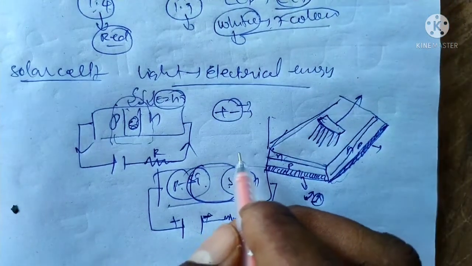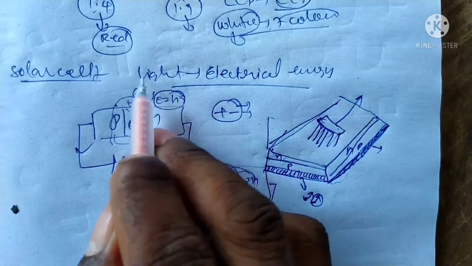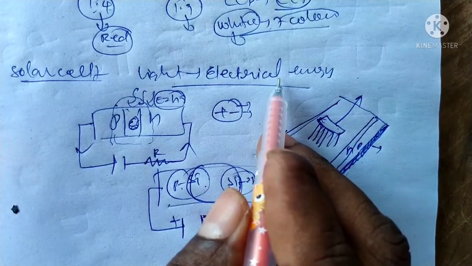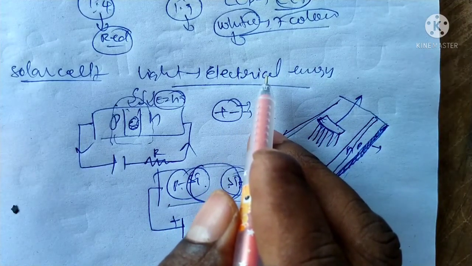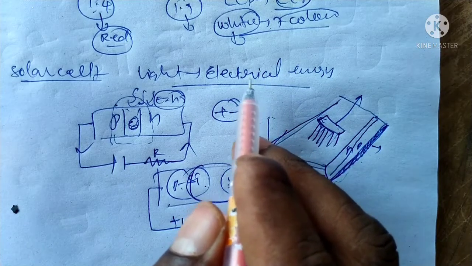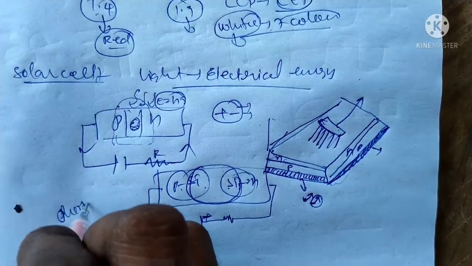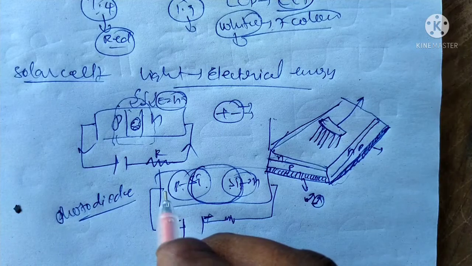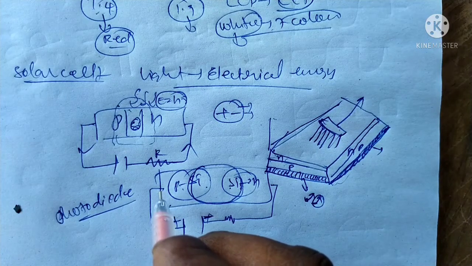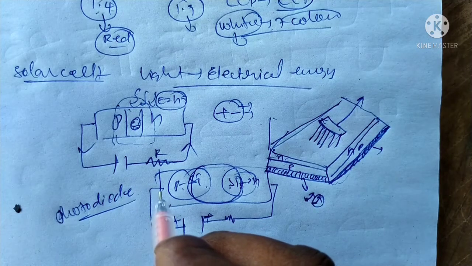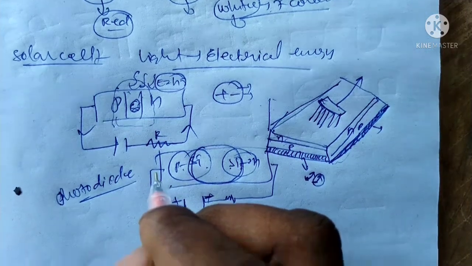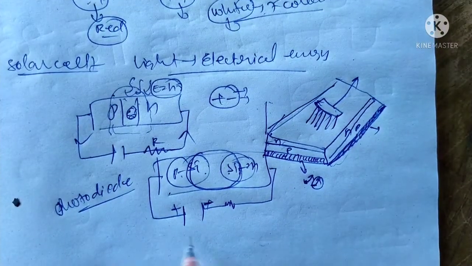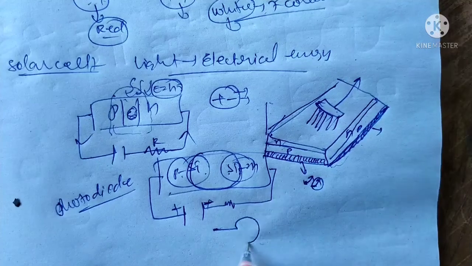What is the photovoltaic effect? It absorbs the light, and that light is converted into electrical energy. This phenomenon is called the photovoltaic effect. That is called a photodiode. The junction area depends upon the arrangement of the solar cell, with the same phenomenon as a photodiode.